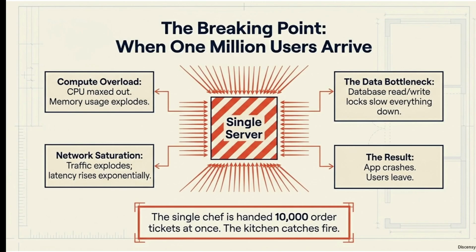And next, the result. What might happen after facing all these consequences? The app or the website crashes. Then users leave completely. So the single chef is handed 10,000 order tickets at once. The kitchen catches fire, definitely. For a website, it might crash. And in the realistic analogy, the kitchen catches fire because the single chef is unable to handle all of them. We'll move ahead.